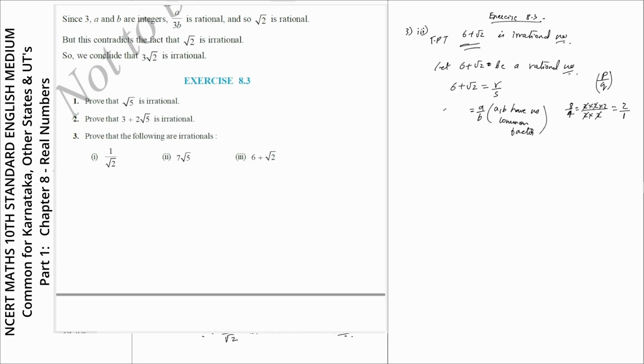So 6 plus root 2 is equal to a by b. Now I will rearrange this. So root 2 is equal to a by b minus 6, where 6 is taken to the right hand side. Now we already know that root 2 is an irrational number. In the previous examples we already proved it. So this is an irrational number, and a by b is a rational number, and minus this 6 also is a rational number.